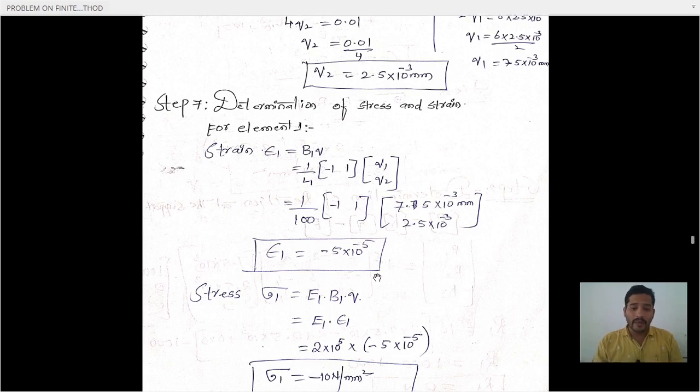Then again you need to follow the same concept, the same as I did here directly. 1 by 100 into minus 1 into 7.5 into 10 power of minus 3 plus 1 into 2.5 into 10 power of minus 3. If you divide the value by 100, you will get the answer of minus 5 into 10 power of minus 5. Because strain does not have any unit, it is a dimensionless quantity.